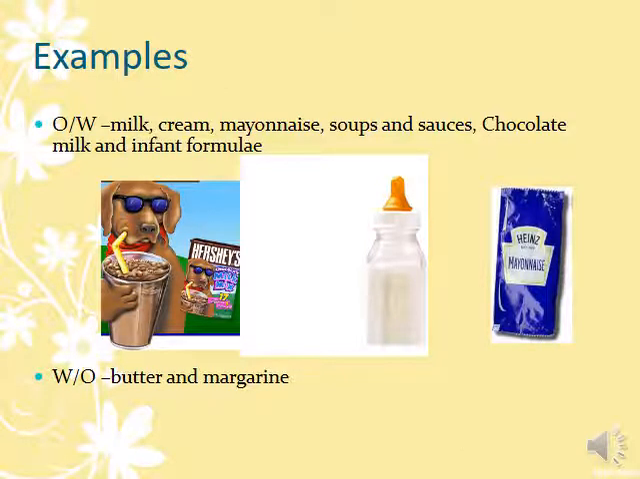Examples of oil in water emulsion include milk, cream, mayonnaise, soups, sauces, chocolate milk, and infant formula. Examples of water in oil are butter and margarine.